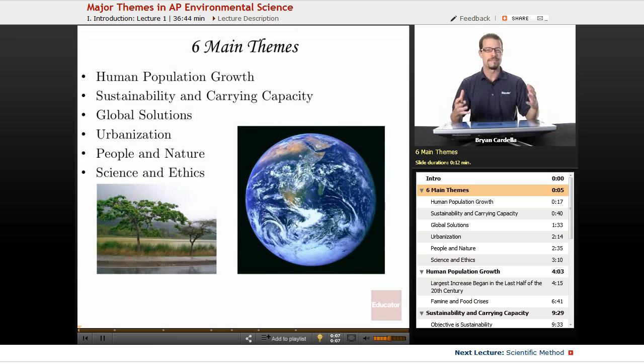So really there are 6 main themes, and depending on which textbook you look in, there's going to be different kind of splitting up of these themes and how they're discussed. But here's a good way to look at it.